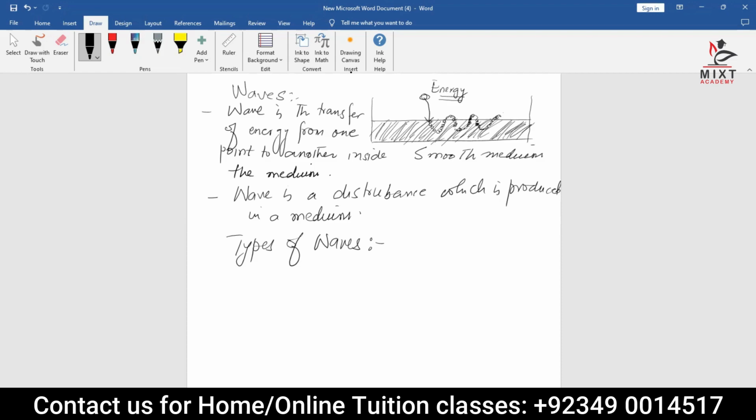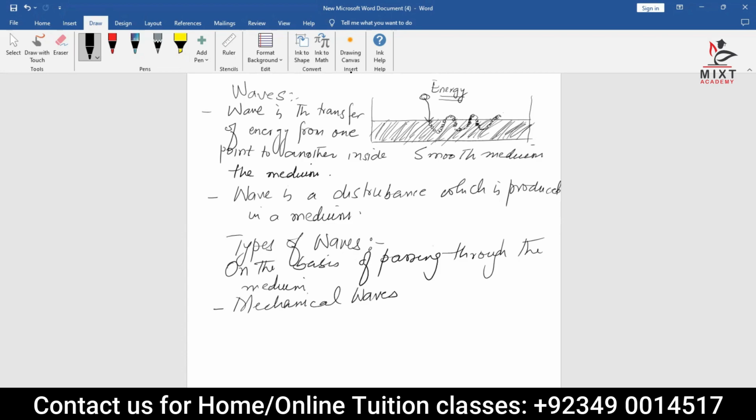But the first one is on the basis of passing through the medium. There are two types of waves. One is called mechanical wave, and the second one is called electromagnetic waves. Now, can anybody tell me what is the mechanical wave? Yes, what is mechanical wave?